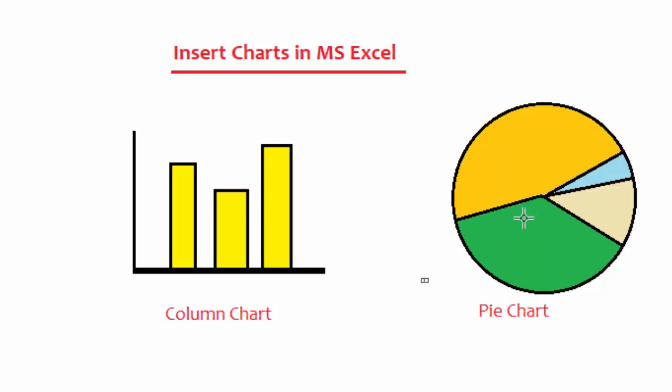The segment which is large represents data with the highest value, and the segment which is small represents data with the smallest value. I will go ahead and show you some sample data in MS Excel, which I will use to insert the two types of charts for you to see.